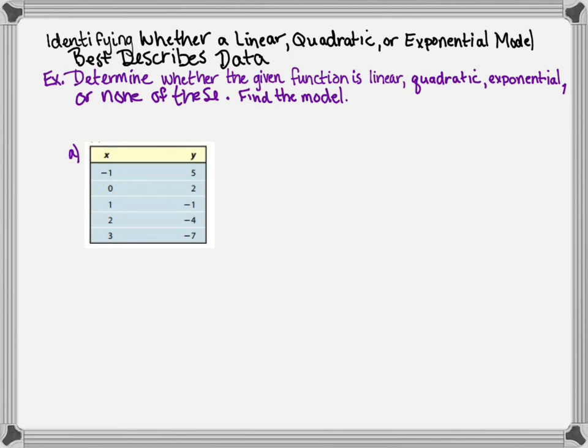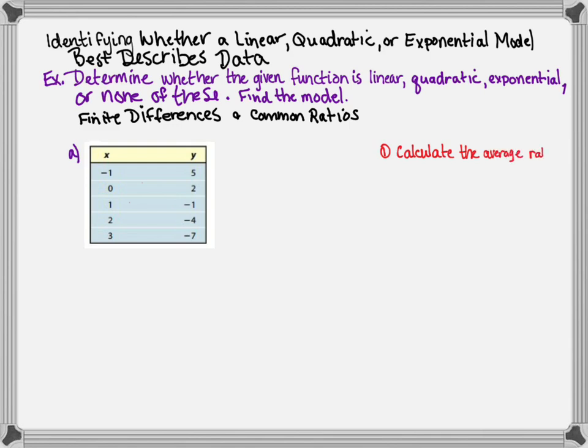So here's my table of data. I have x values and y values. X values go from -1 up to 3. Y values go from 5 to -7. And first we're going to look at using the method of finite differences and or common ratios.